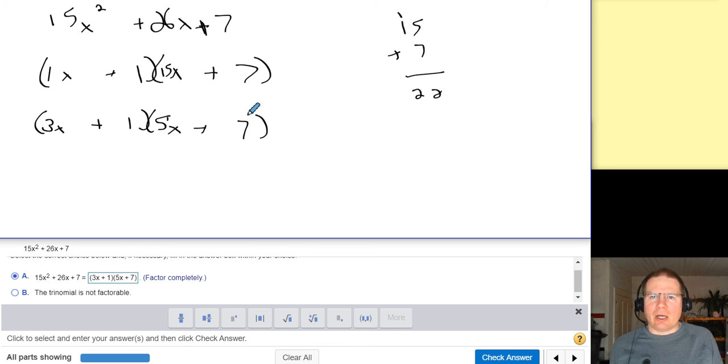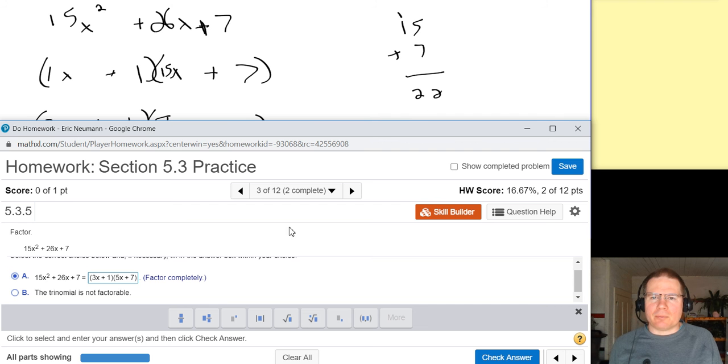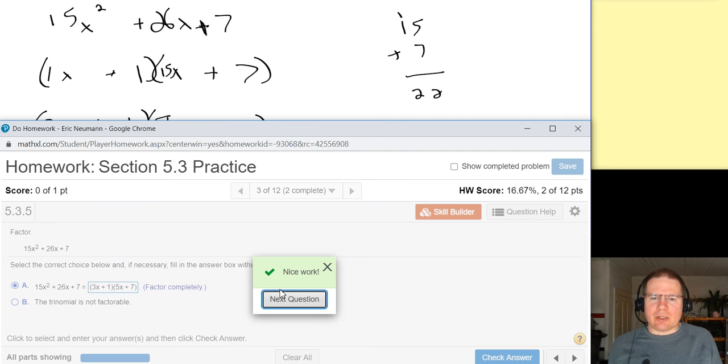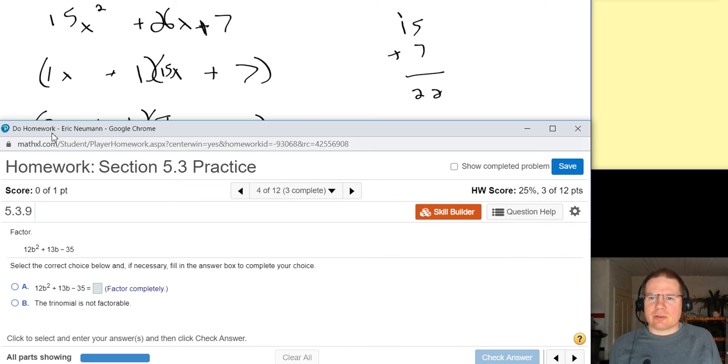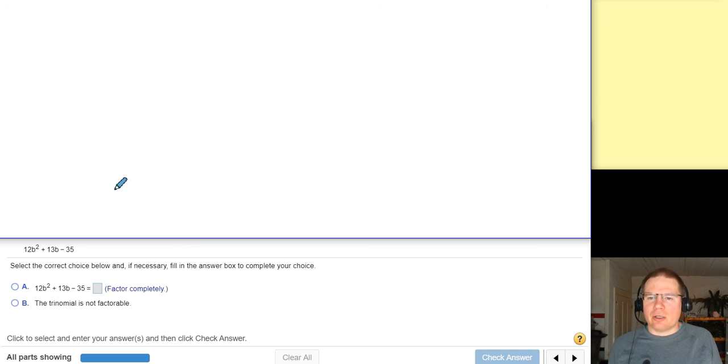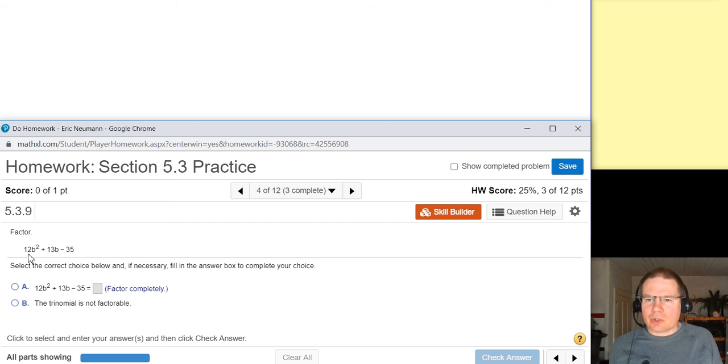Right? We need to be able to factor these quickly. We need to be able to multiply, do that FOIL process quickly so that this guess and check doesn't take us all day and all night. Okay, 12b squared.